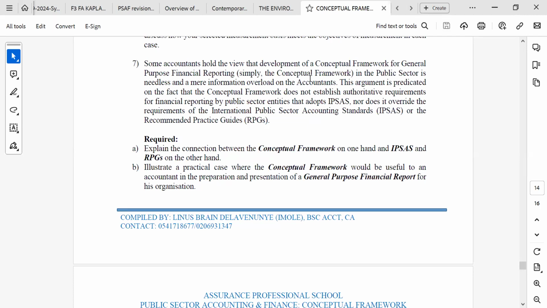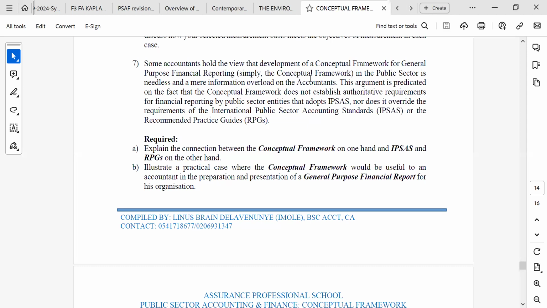You can also move on to say that the conceptual framework is not there to overtake the requirements of IPSAS. It only comes in when a particular transaction is not covered by a specific IPSAS or a specific RPG. But the connection is that any entity that applies IPSAS has to accept the conceptual framework. You can't be using IPSAS without a conceptual framework, because there will be a situation where you are faced with a transaction that no IPSAS deals with, and you have to apply the principles of the conceptual framework. All right, so I hope it's clear.